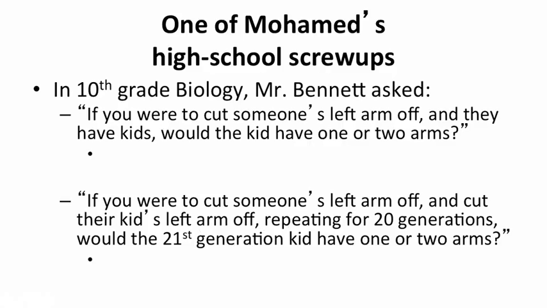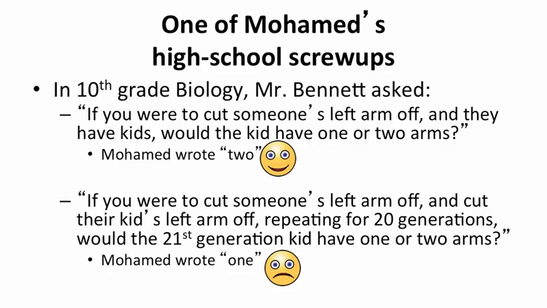Well, I got the first one correct because I said the answer was two, because there's plenty of people who lose an arm and have kids with two arms. But somehow I thought maybe this would get passed on if this happened over and over again. And this is much more along the lines of what Lamarck had believed. Now, that is not true. In fact, if you were to cut somebody's left arm off and repeat that for 20 generations, the 21st generation kid would still have two arms.